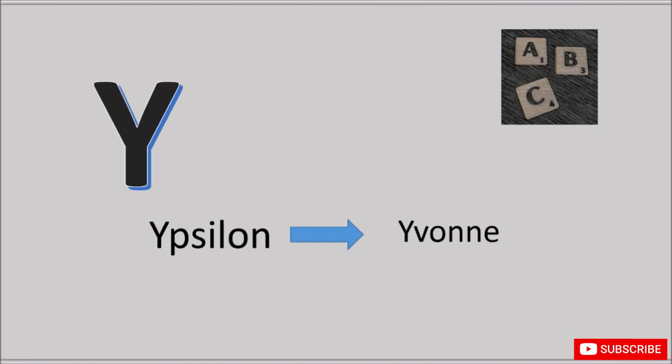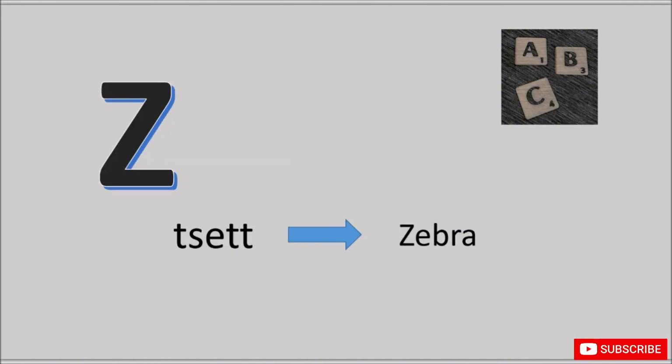Ypsilon. Not too many German words start with Ypsilon. We've got Yvonne here. But of course, a lot of English words, lots of English names end in Ypsilon. So you may well need it, depending on what your name is. Z. It's a bit like a TS. Z. Zebra. Z.